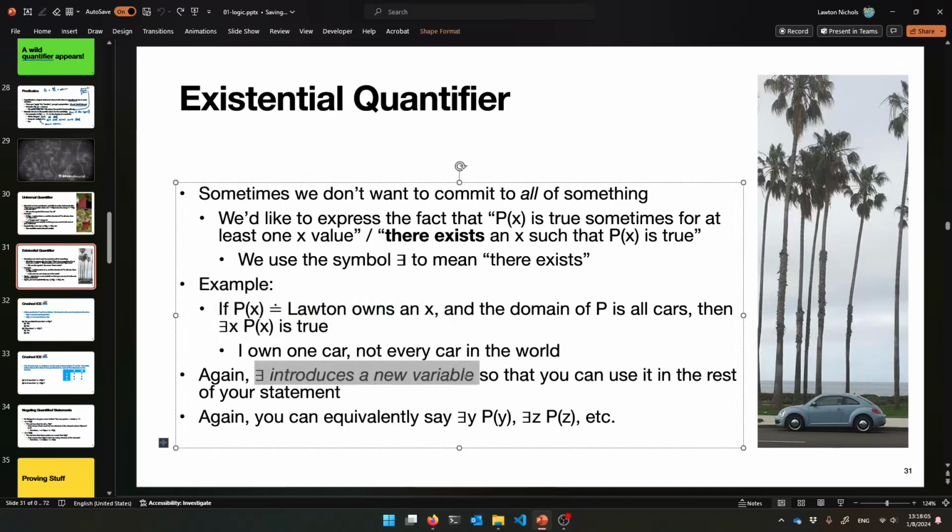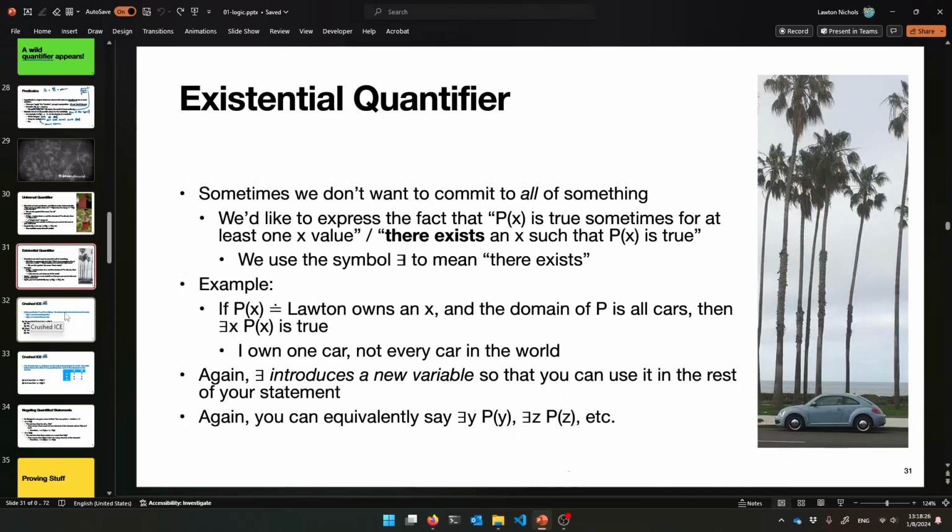It does introduce a new variable though, so that you can use it in the rest of your statement all over again. So there is some x such that p of x is true, and that x happens to be my car, all right? Whatever it is. And the variable name, again, doesn't matter. It could be there exists a y, p of y is true. There exists a z, p of z is true. Claiming all that is the exact same idea.